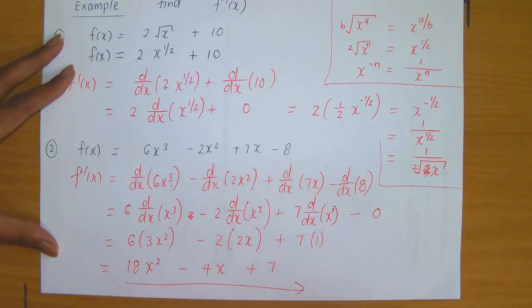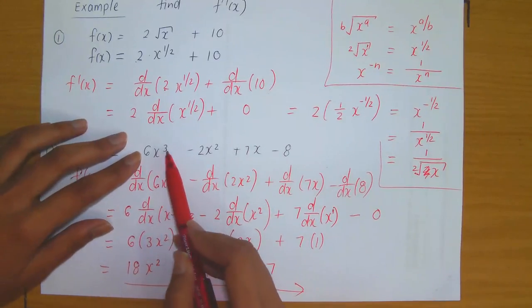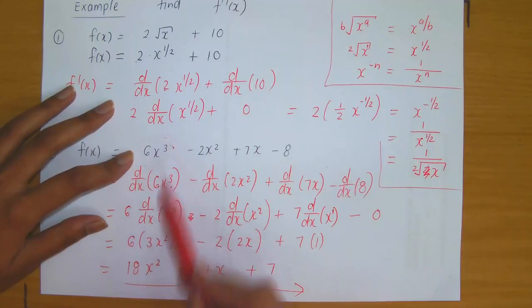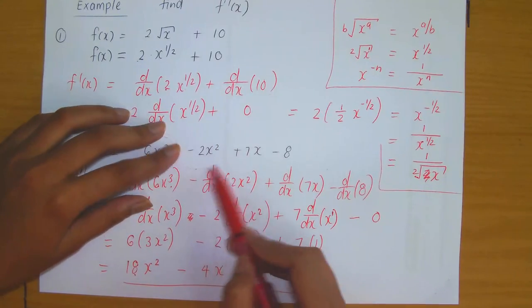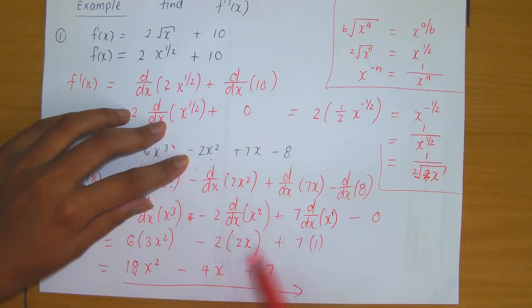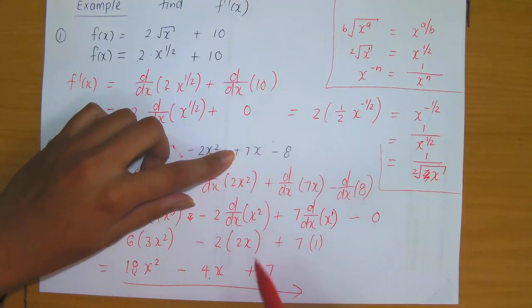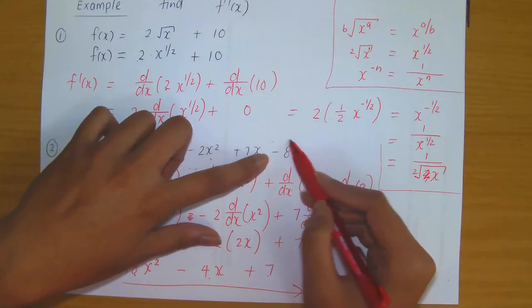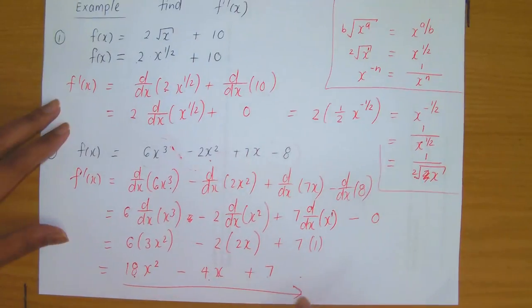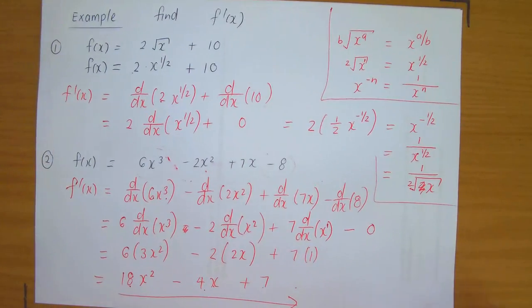Of course, once you are really used to the rules, you could immediately see that the derivative of 6x cubed is 18x squared. The derivative of 2x squared is minus 4x. The derivative of positive 7x is 7, and the derivative of minus 8 is 0, as seen in here. Alright, so that's the end.